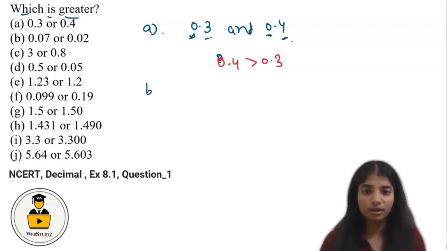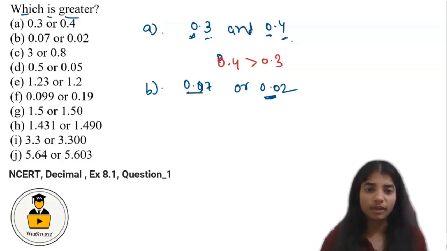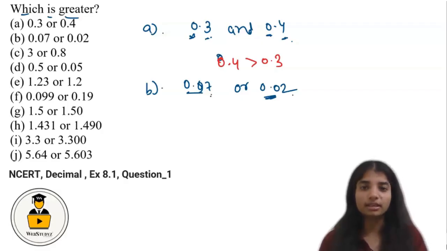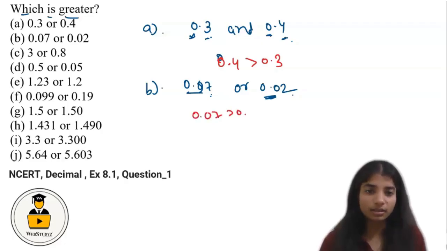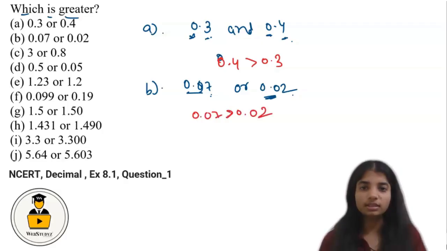Let's move to part B. Part B is 0.07 or 0.02. Here, look, the 0.0 is equal in both, so when we compare this, both are equal. Now after these zeros we have 7 and 2. We know that 7 is greater than 2. So from here we can say that 0.07 is greater than 0.02. So this is the answer to part B.